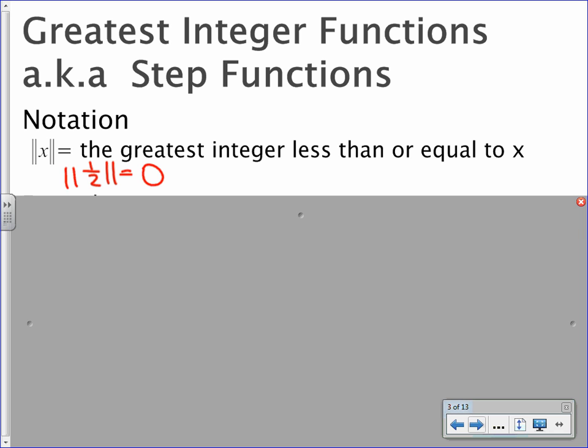All right, so if I gave you 7.5, it would bump down to be 7. But what if I gave you the greatest integer of 7? It's going to stay as that number. No, it's always going to round down. Okay, great. We're always going to round down.